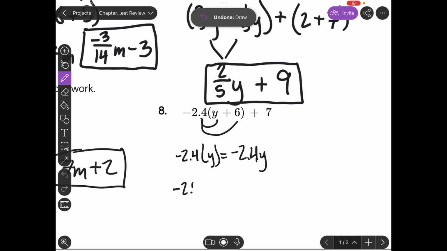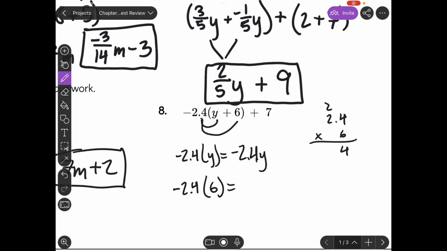2.4 times 6, right, if we need to, 2.4 times 6, 4, carry the 2, 6 times 2 is 12, plus 2 is 14. Remember, it was a negative times a positive. This is going to turn negative. Rewriting this, I've got negative 2.4y minus 14.4, adding positive 7 down.